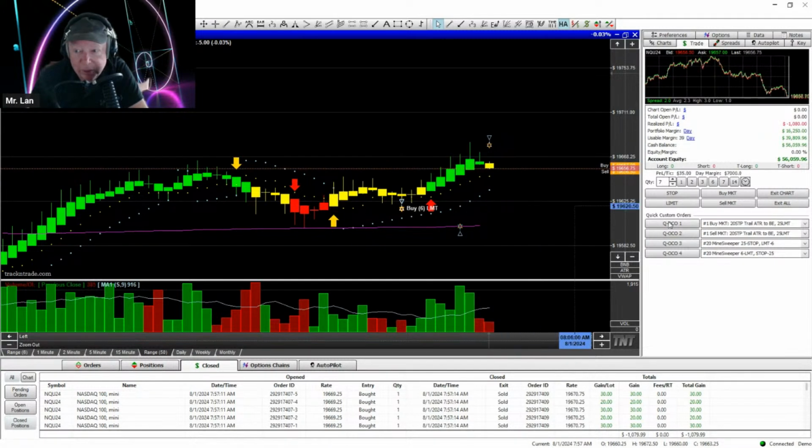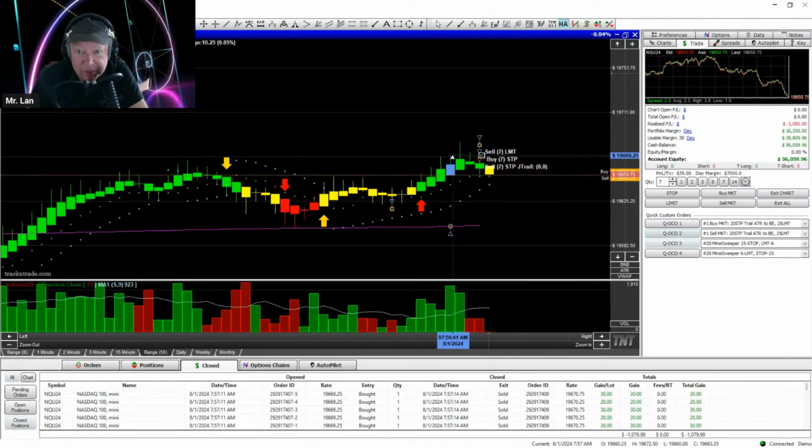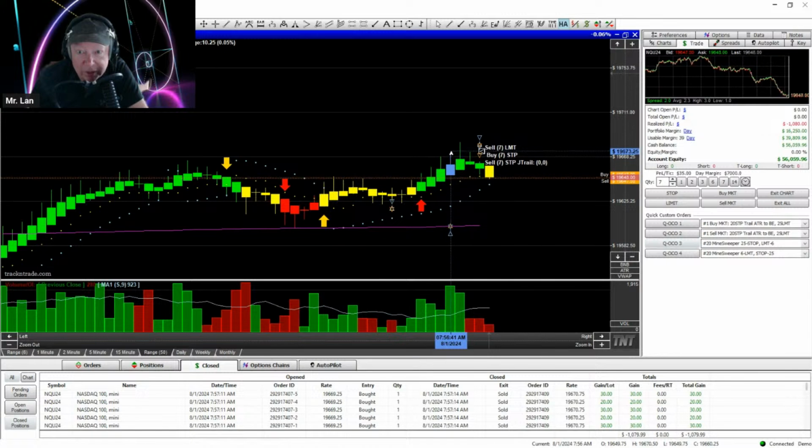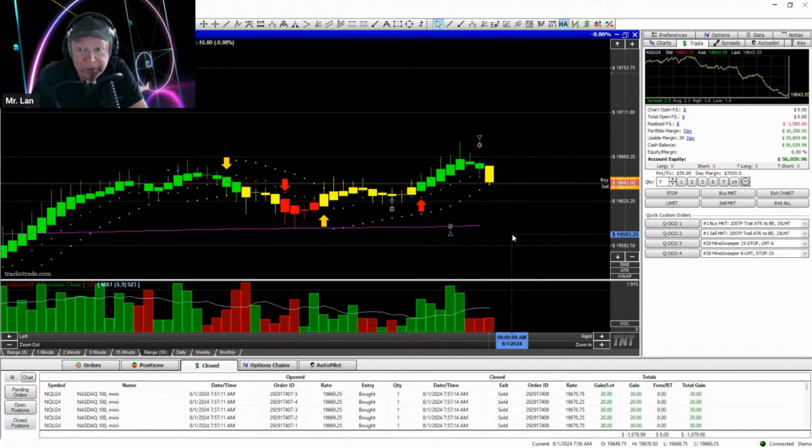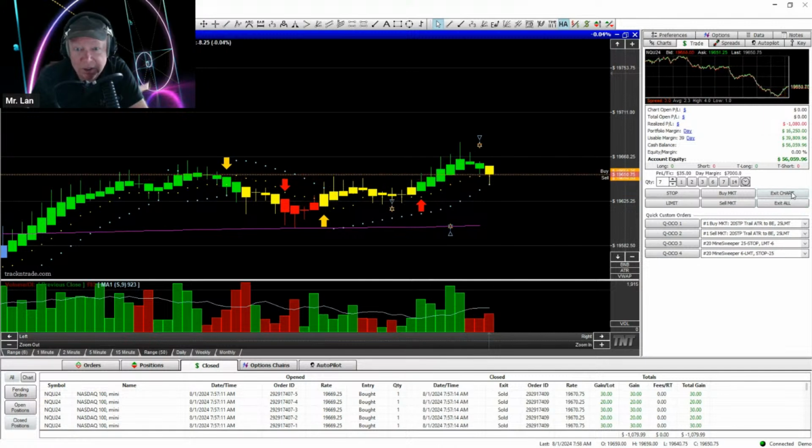There's one here. We could break above that high. That's an internal. We should use a limit order, but I'm just going to use stop orders. I seem to like the stop order ones a little better. Oh, we got too many out. Exit chart. Let's kill some of these.